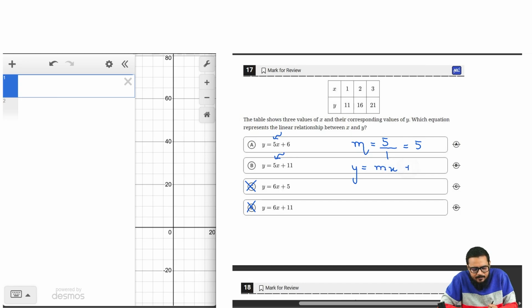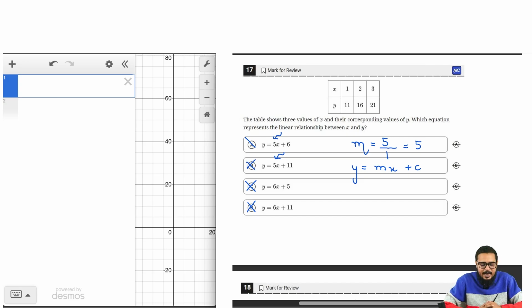So once I put 1 in the equation, I should get my value of y as 11. For example, if I put 1 over here, 5 times 1 would be 5 and 5 plus 6 would be 11. So this is satisfying. So this has to be the right choice. But when I put 1 in answer option B, 5 times 1 is 5, 5 plus 11 comes out as 16, not 11, which is why answer option B should be incorrect.